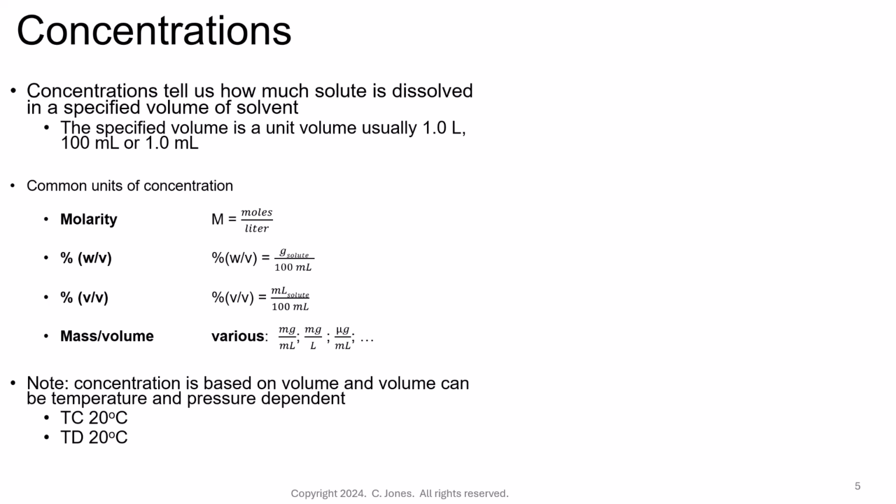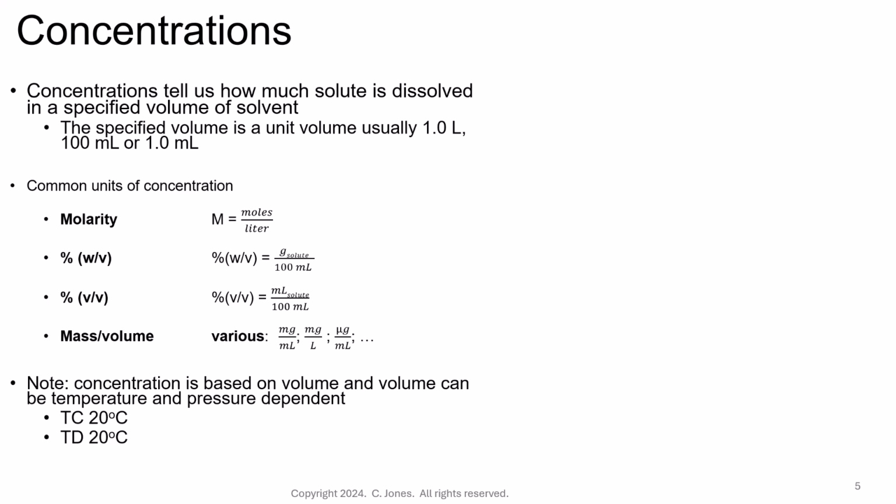So oftentimes, volumetric glassware, that is glassware that is designed to hold a specific volume of liquid, like a 50 milliliter volumetric flask, a 100 mil volumetric flask, a 250 mil volumetric flask, and so on, they are designated as either TC with the temperature, in this case 20 degrees, and the TC stands for to contain at 20 degrees. Or they could be TD, which is to deliver at 20 degrees C.